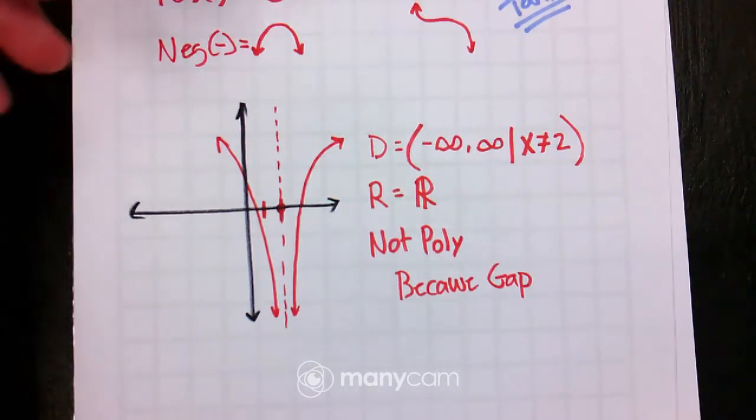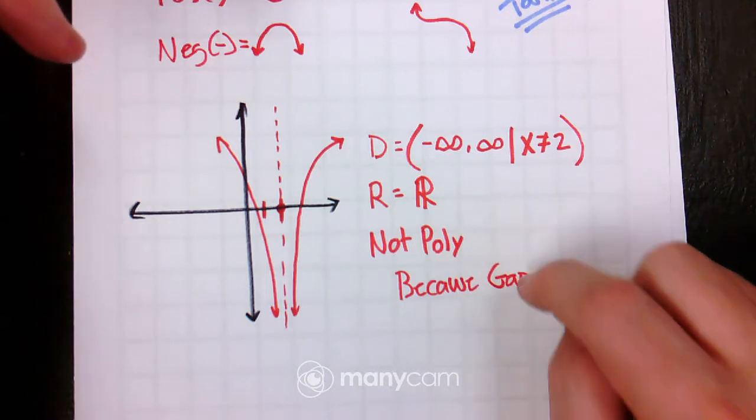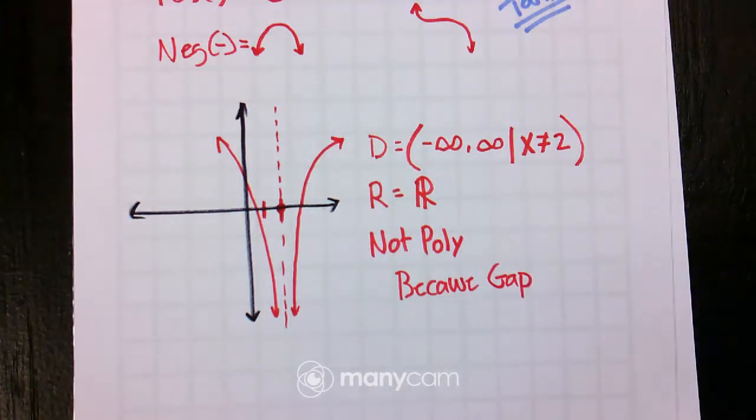So that's how you're going to do it. You're going to get a picture. What is the domain and range? And is it a polynomial? And why is it, or why isn't it? If it is a polynomial, you have to say if it's even or odd. So read the instructions, okay?